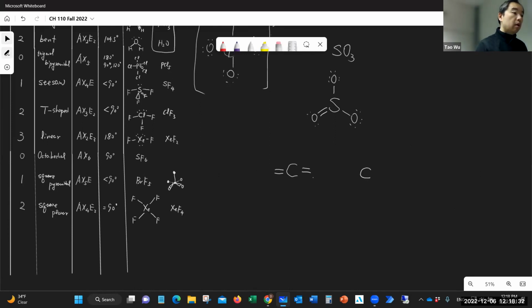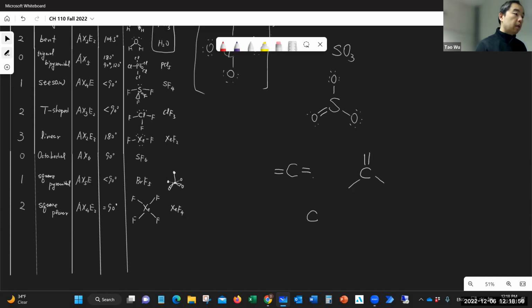So if we have a carbon with one lone pair and two single bonds, then what kind of geometry does this molecule have? Trigonal planar, right? That makes sense, right? Because there are 3 electron domains and no lone pairs here, so trigonal planar.